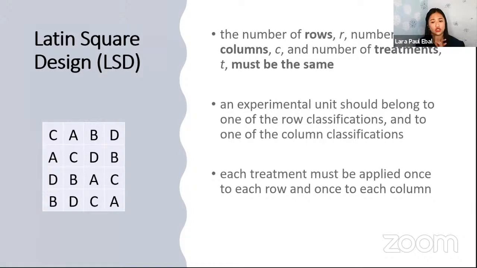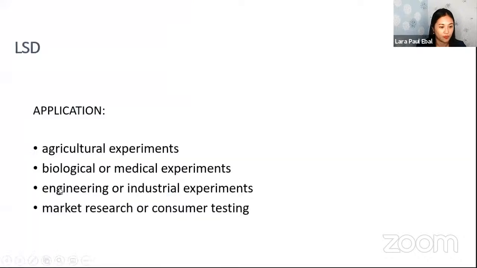An experimental unit should belong to one of the row classifications and to one of the columns. So we only see treatment A in that row once, and in that column once also. Each treatment must be applied once to each row and once to each column. As you can see in the illustration here, C appears once for row 1 and once for column 1. The application is the same as in RCBD. It's just that we consider another blocking factor.